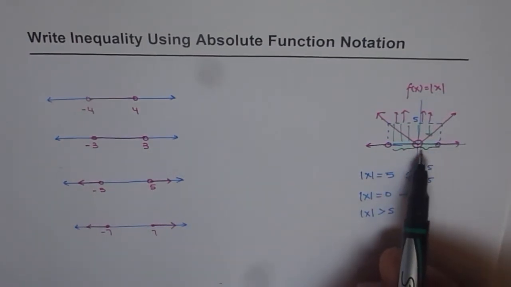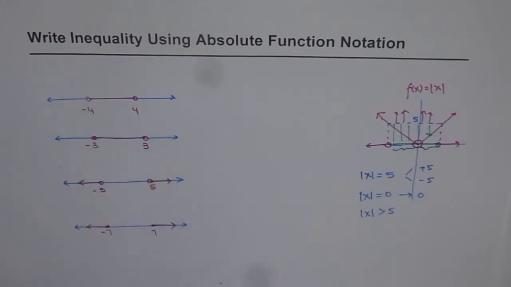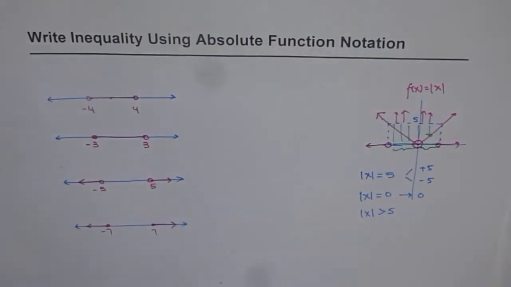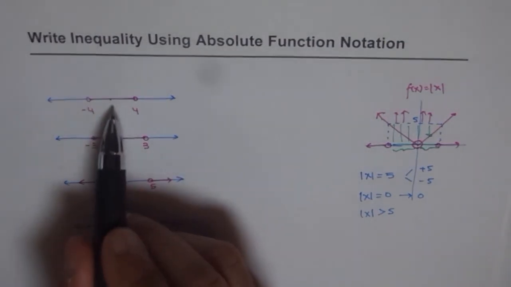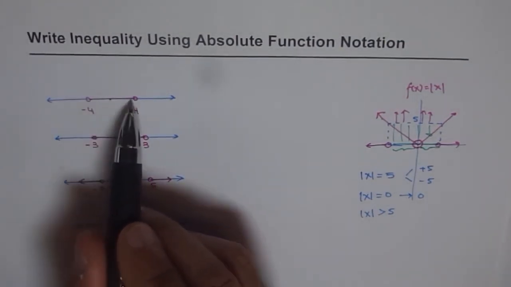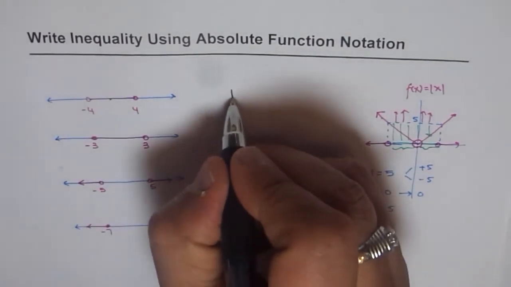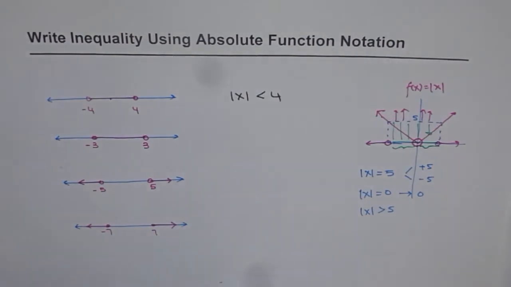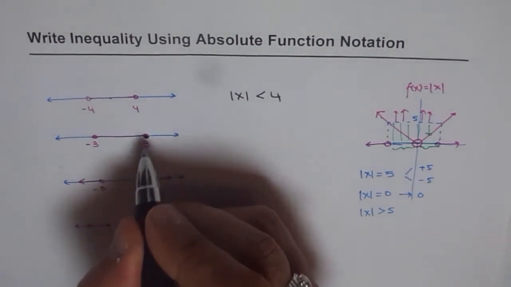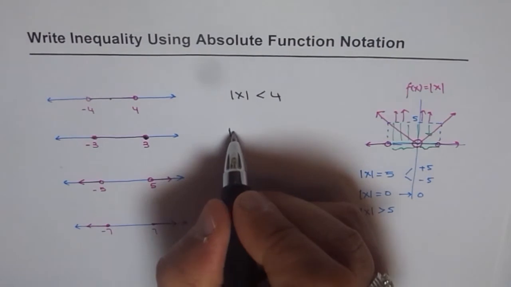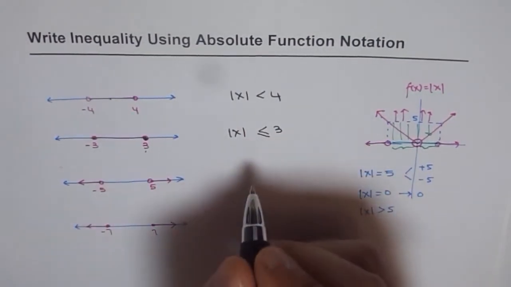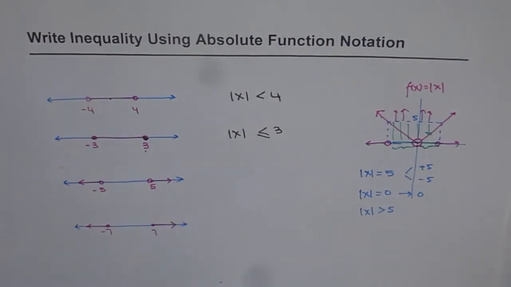Now from here we can straight away write down our answers. I think the answers are pretty obvious now. The vertex will be right at the center, which is 0. And how far away are you? You are 4 units away, and these points are not included. So we can write this as absolute x is less than 4, right? That gives us this kind of solution. Now if these are filled in, in that case we'll say absolute x is less than 3, but equal to also, right? So it's less than or equal to.